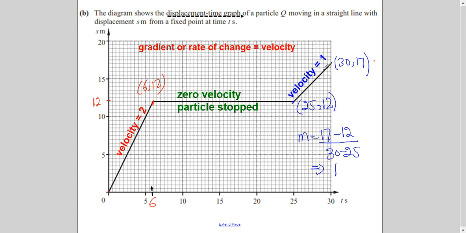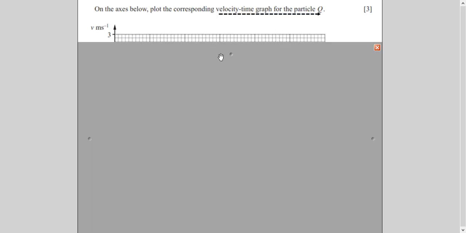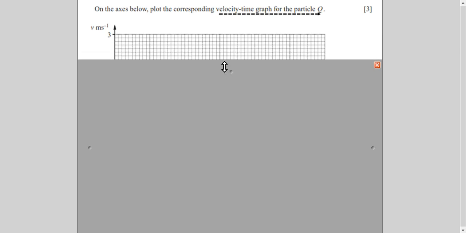And here again, I have this point 25, 12, and this is 30, 17. So simply applying the gradient formula, you get 1. It means the constant velocity in this phase is 1 meter per second. And we know that the gradient or rate of change in this displacement time graph will give you velocity. So let's just sketch here.